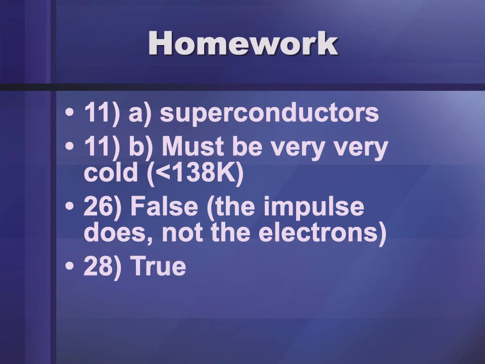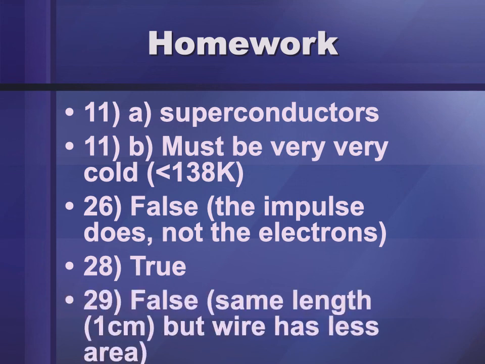If you applied a certain voltage across, this is 29, the 1 centimeter thickness of a 1 square meter copper plate, you would discover that it had the same resistance as a 1 centimeter long copper wire. And that is false. They have the same length, both 1 centimeter, so the distance the voltage is going across is the same in both cases. But a 1 square meter copper plate has a much larger area than a copper wire. No matter what, the wire is going to have less area, and so they're not going to have the same resistance.